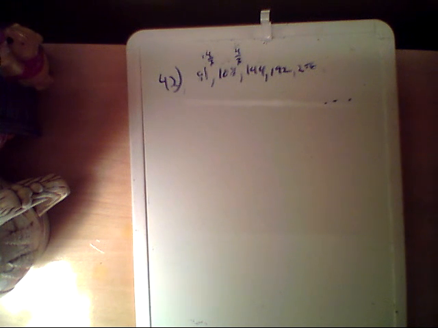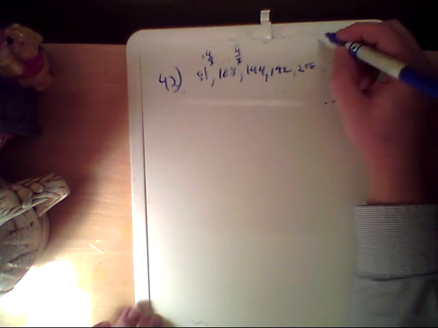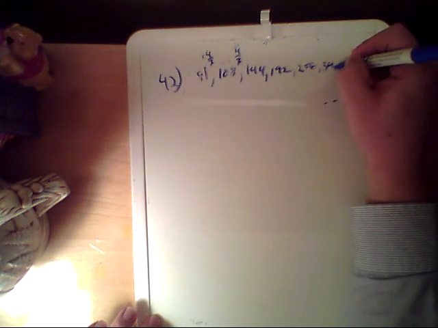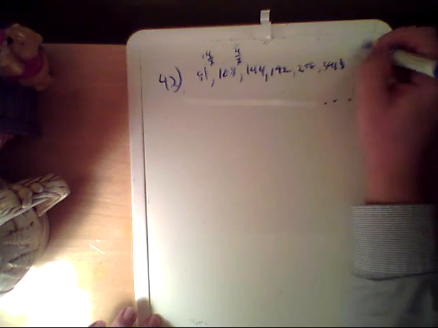256 times 4 divided by 3. That gets interesting. It ends up 341 1/3. Interesting. So it keeps going. So 341 1/3, and then we'll keep going from there.